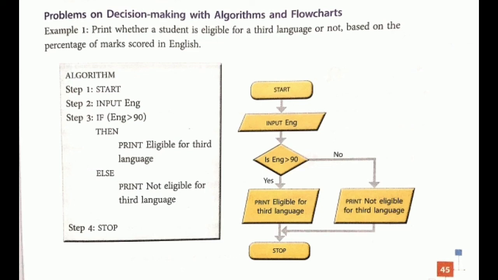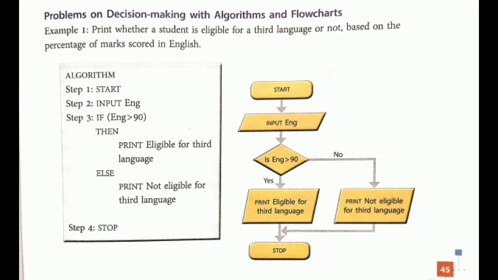Step 1, start. Step 2, we are inputting the mark of English. Step 3, if English is greater than 90, that is, the mark for English is greater than 90, then if the condition is true, print eligible for third language, and if the condition is false, print not eligible for third language. Step number 4, stop. So here the condition is whether the mark of English is greater than 90. If the condition is true, we will print eligible for third language. If the condition is false, we will print not eligible for third language.